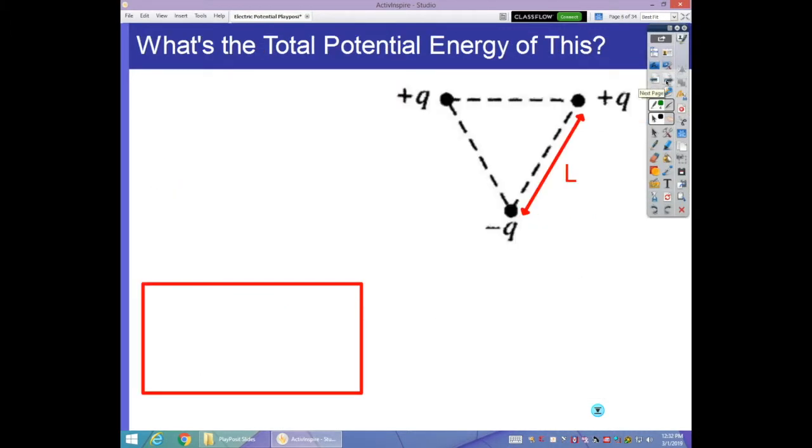Okay. So here's an example, and I wanted to take a second to work this out. What is the total potential energy of this arrangement of charges? They are in an equilateral triangle. We've got plus Q, and minus Q. So take a moment and see if you can figure that out.